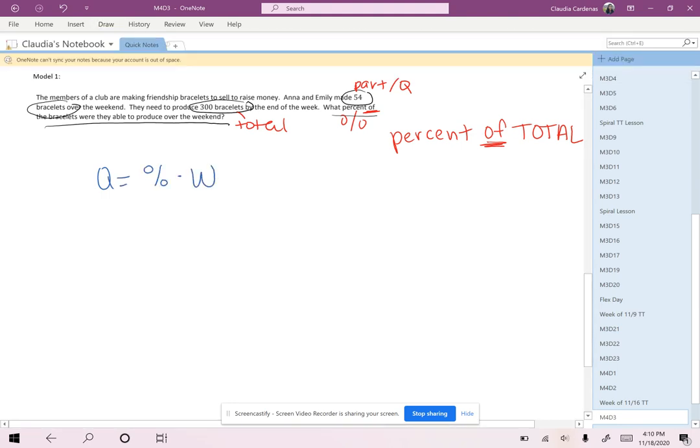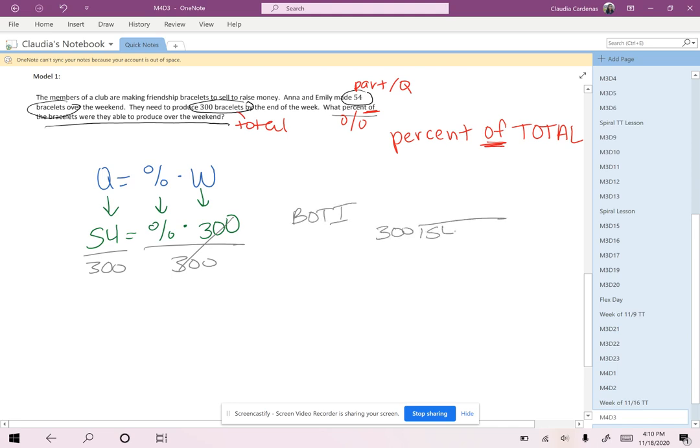into our formula, knowing that 54 is the quantity. We are missing the percent, but we know the whole amount is 300. Alrighty, so now we know we can use our inverse operations to solve. So we need to divide by 300 using bow tie. 300 goes on the outside and 54 goes on the inside.